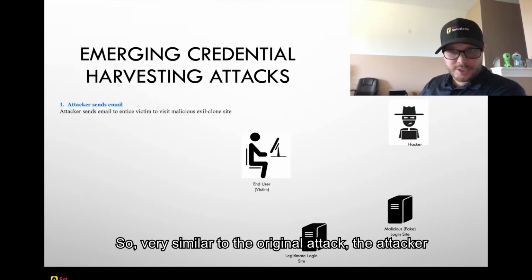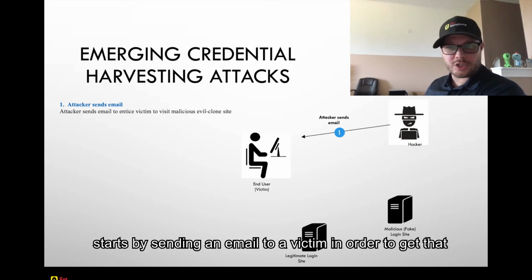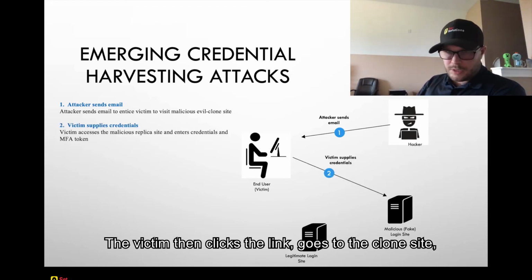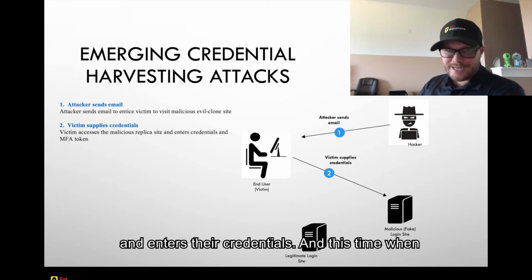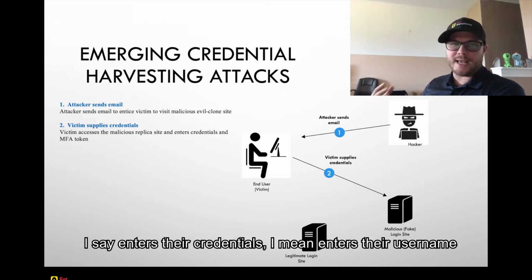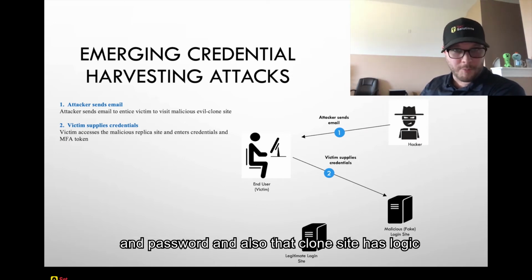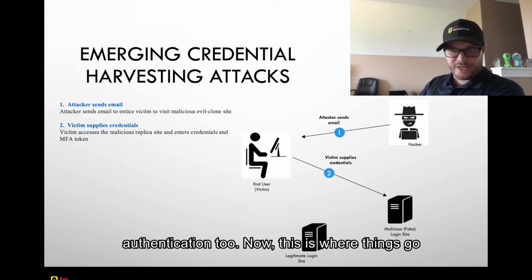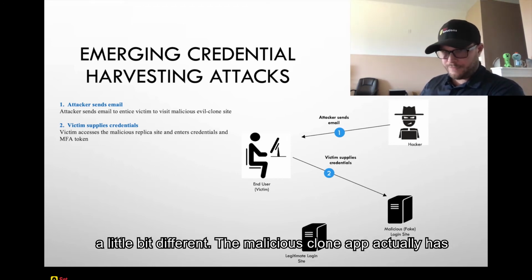So very similar to the original attack, the attacker starts by sending an email to a victim in order to get that victim to browse to the malicious clone site. The victim then clicks the link, goes to the clone site, and enters their credentials. And this time, when I say enters their credentials, I mean enters their username and password. And also, that clone site has logic that will also prompt them for the multi-factor authentication token. Now, this is where things go a little bit different.